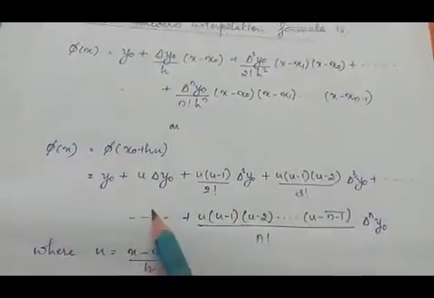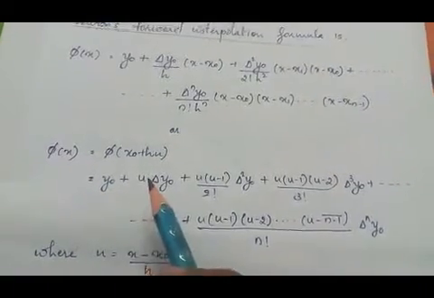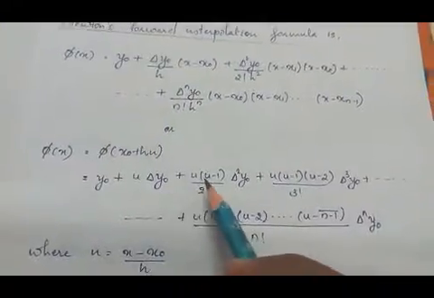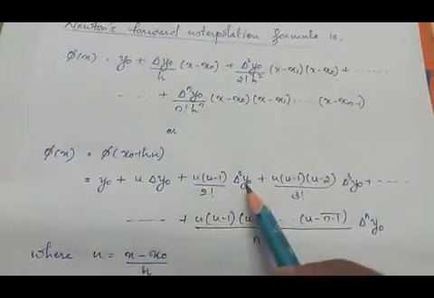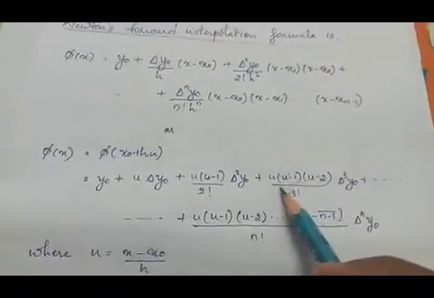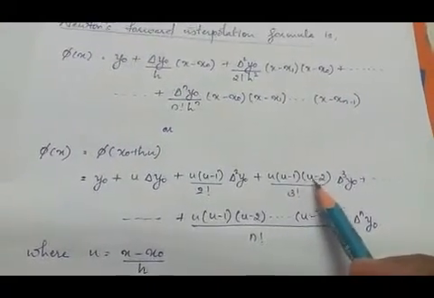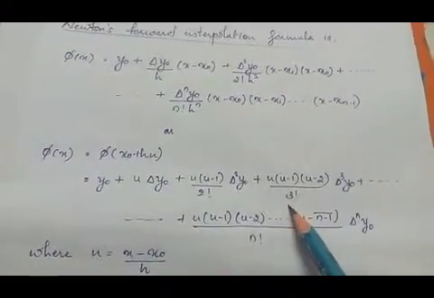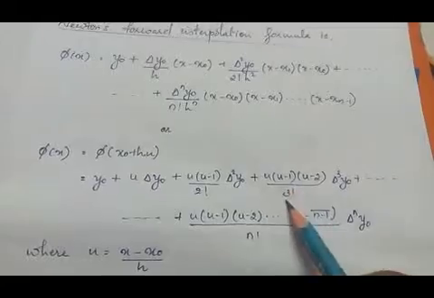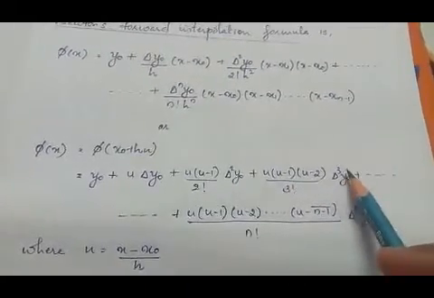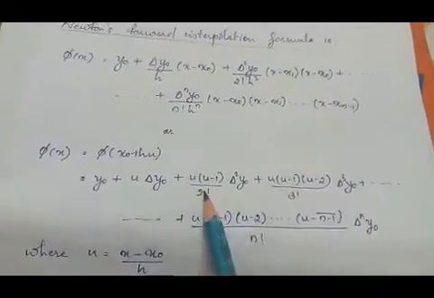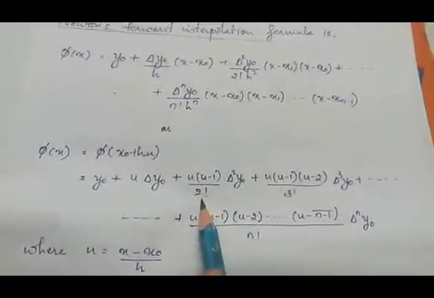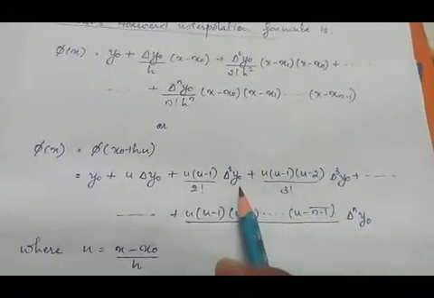Now the formula is transformed as y0 plus u delta y0 plus u into u minus 1 by 2 factorial delta squared y0 plus u into u minus 1 into u minus 2 by 3 factorial. When there are 3 terms here, 3 factorial will be divided with that term, and the difference will become delta cube y0. See, in the second term there were 2 factors in the numerator, and it was divided by 2 factorial, and delta squared y0 was used.